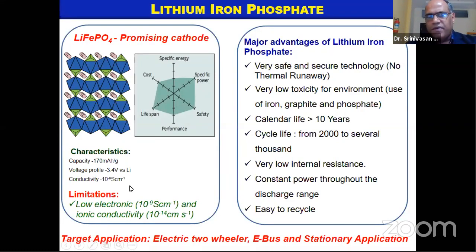But the limitation, if you see, is that it is a kind of semiconductor. Because of that semiconducting property, it has low electronic conductivity and low ionic conductivity. As I mentioned during the charging and discharging mechanism, when your material has good electronic and ionic conductivity, the mobility of ions and electrons will be faster.